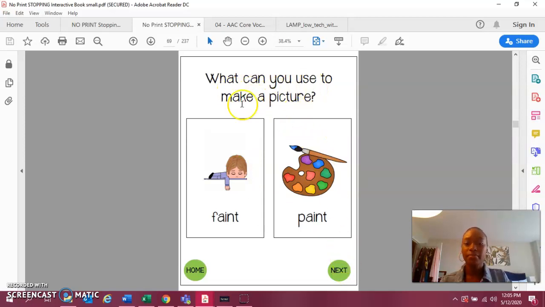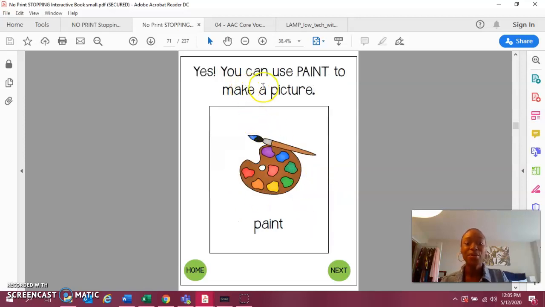What can you use to make a picture? This one uses long air, faint, and this one uses short air, paint. What can you use to make a picture? Yes, you can use paint to make a picture.